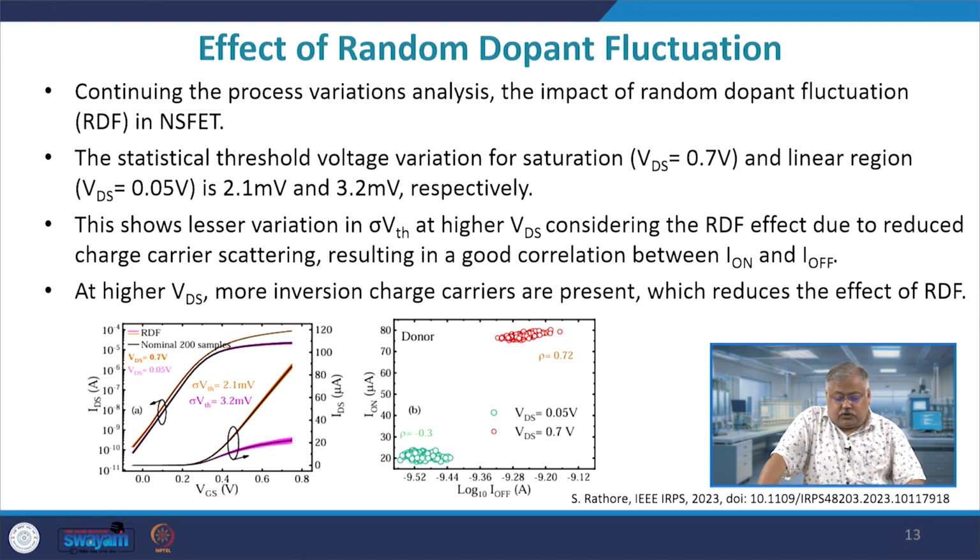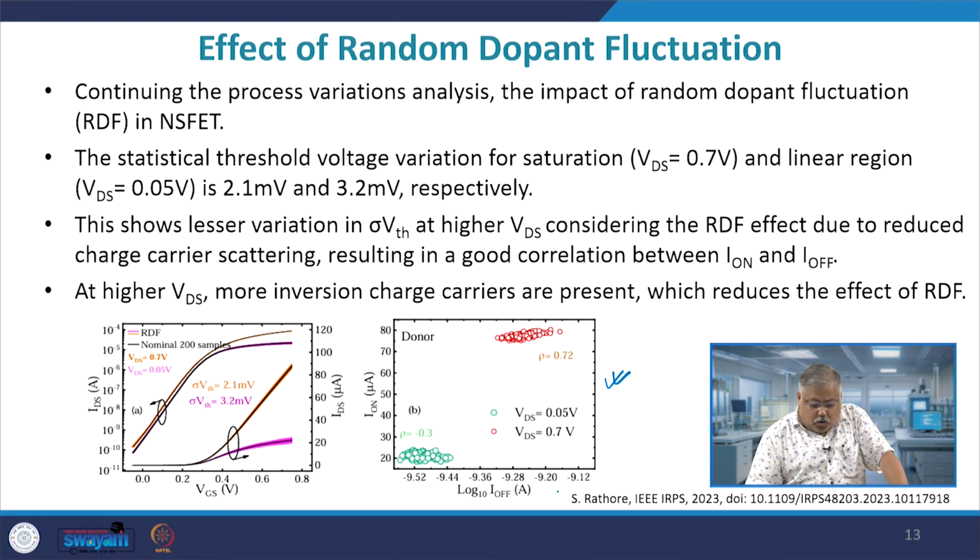Now, the statistical threshold voltage variation of the saturation and linear regions is approximately 2.1 millivolts and 3.2 millivolts. This shows a lesser variation in the threshold voltage for higher VDS, which means that when you make your VDS much larger, the effect of RDF is reduced. That is because you have reduced charge scattering, as the electric fields are relatively very large, and therefore there is a good correlation between I on and I off. That can be seen in the last figure here.